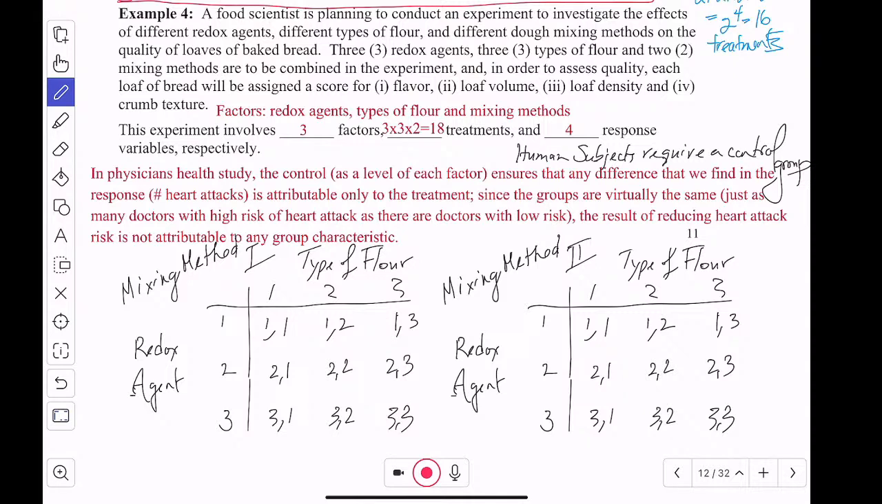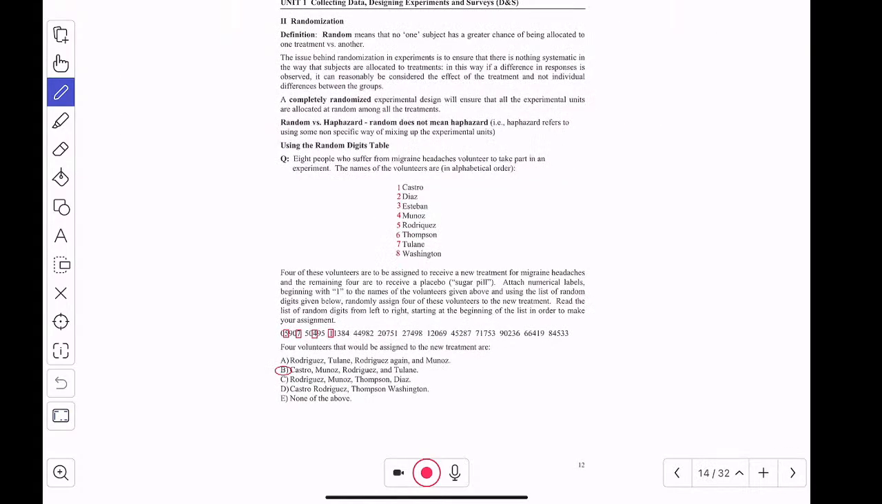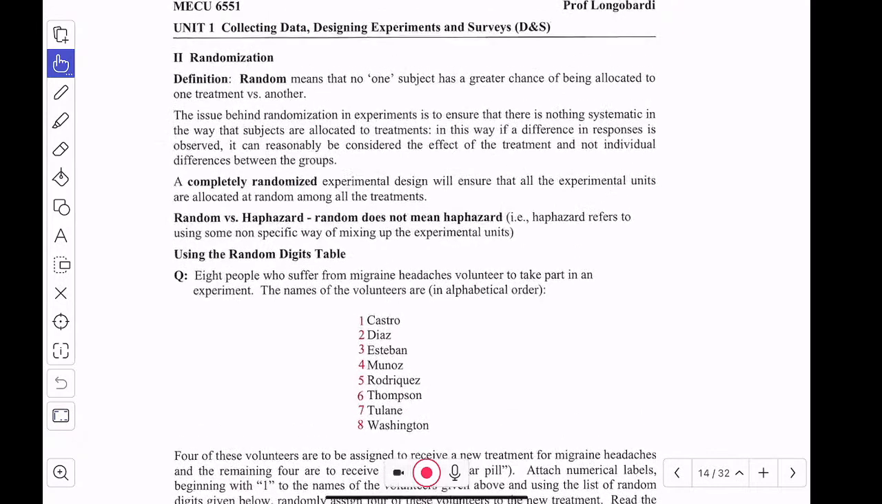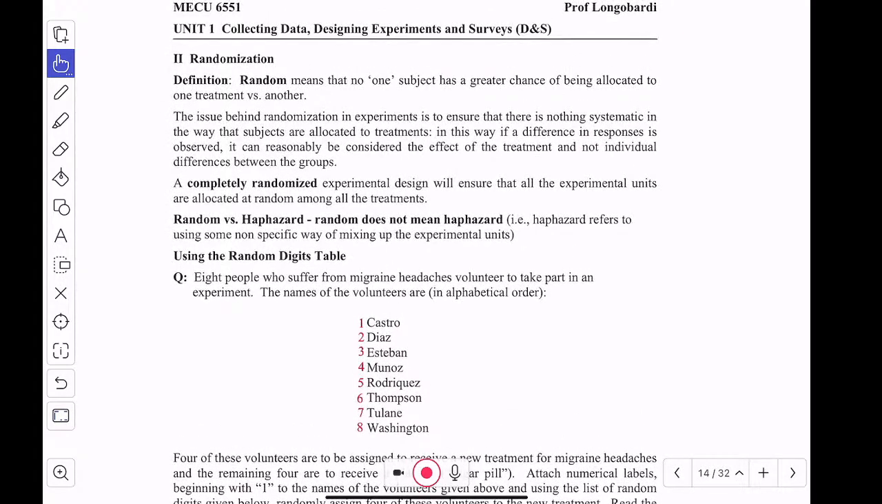All right. Any more questions or comments? So that's what I wanted to say about control. Even though we've talked about randomization, I want to cover randomization now. I did describe it in the physician health study example. But here's another one.